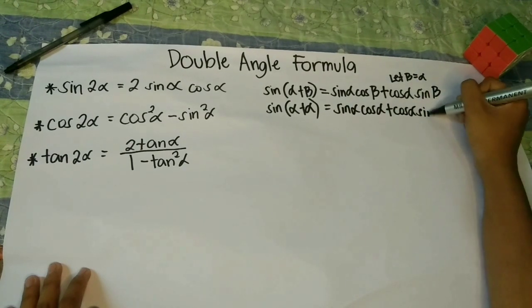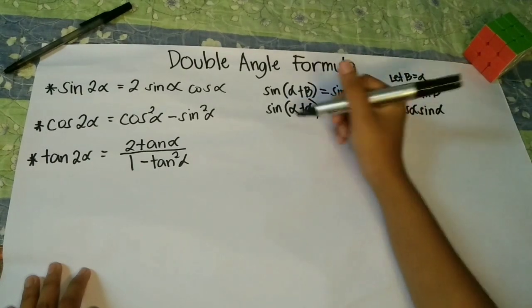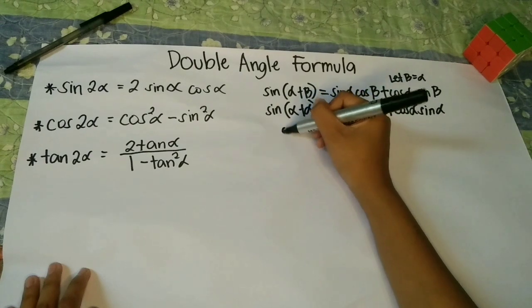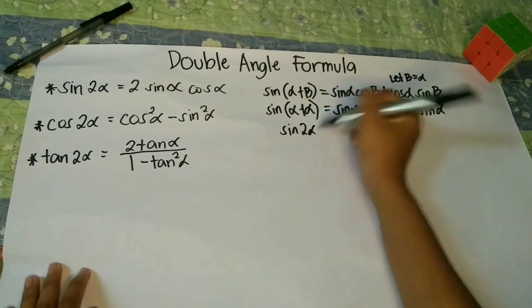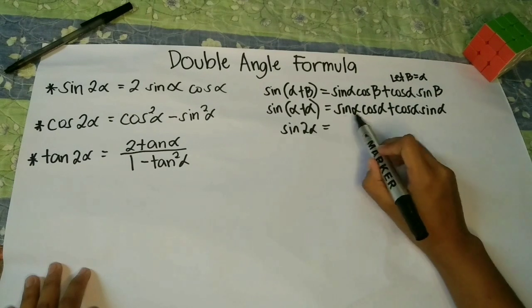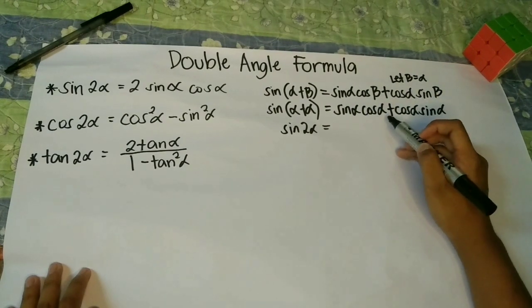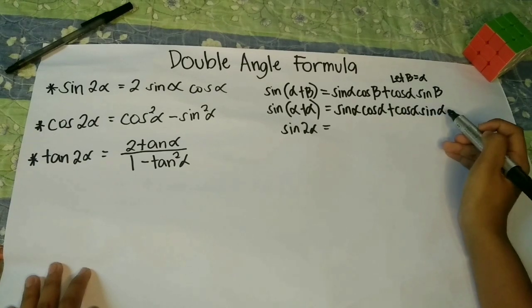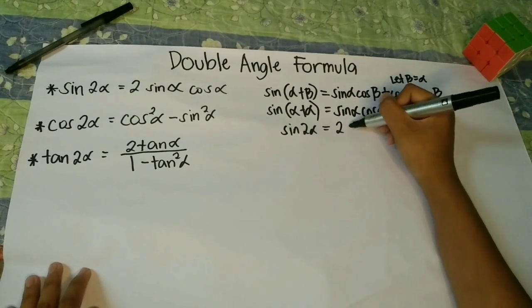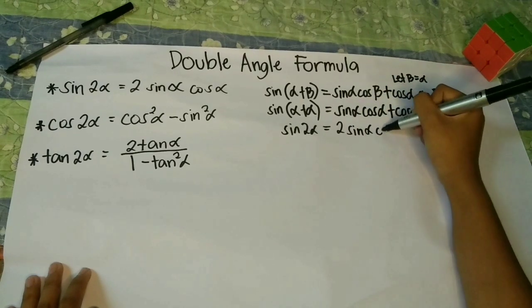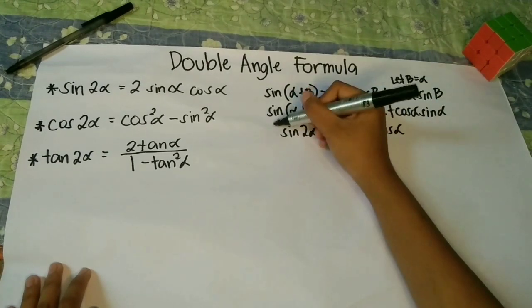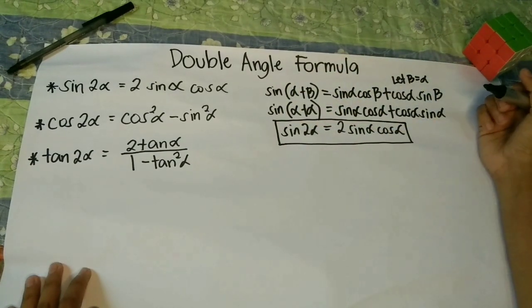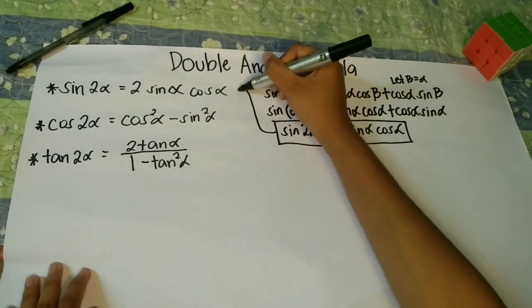cosine alpha sine alpha. So sine alpha plus alpha is equal to sine 2 alpha is equal to sine alpha cosine alpha plus cosine alpha sine alpha is equal to 2 sine alpha cosine alpha. So this is the derivation of the double angle formula of sine.